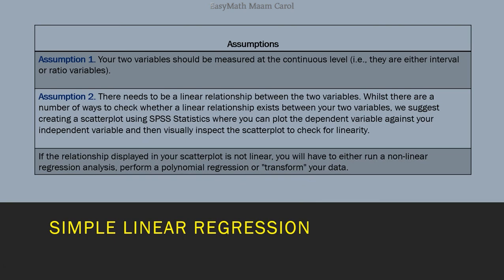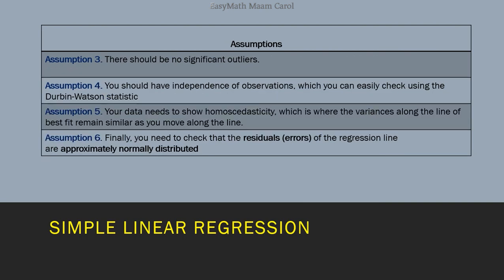Doing a linear regression or regression analysis is more complicated than doing an ANOVA, a t-test, a chi-square. That's why regression analysis are usually done during the master's thesis or doctoral thesis because it requires a lot of tests for you to be able to do this. Assumption three is there should be no significant outliers. You should have independence of observations, which you can easily check using Durbin-Watson statistic.